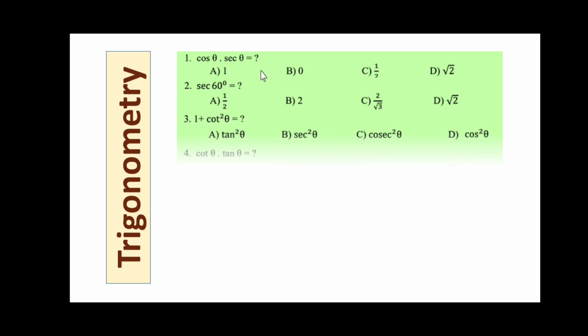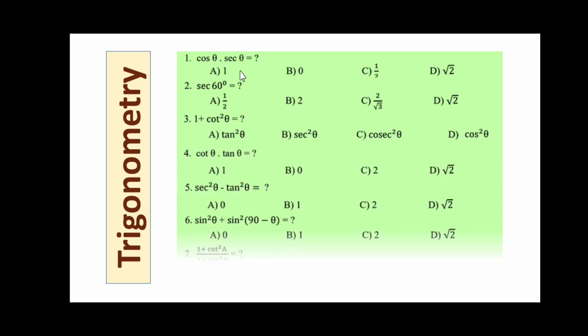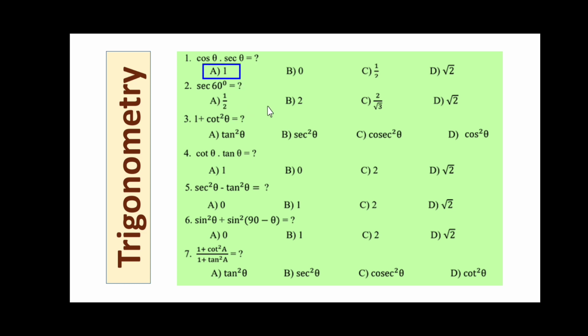Cos theta into sec theta is equal to what? Cos theta and sec theta are reciprocals of each other, so the result is 1. Sin 60 has a value as root 3 by 2, from the table you will get this value. 1 plus cot square theta is equal to, this is an identity, cosec square theta. Cot theta and tan theta, again both are reciprocals of each other, therefore the answer is 1.